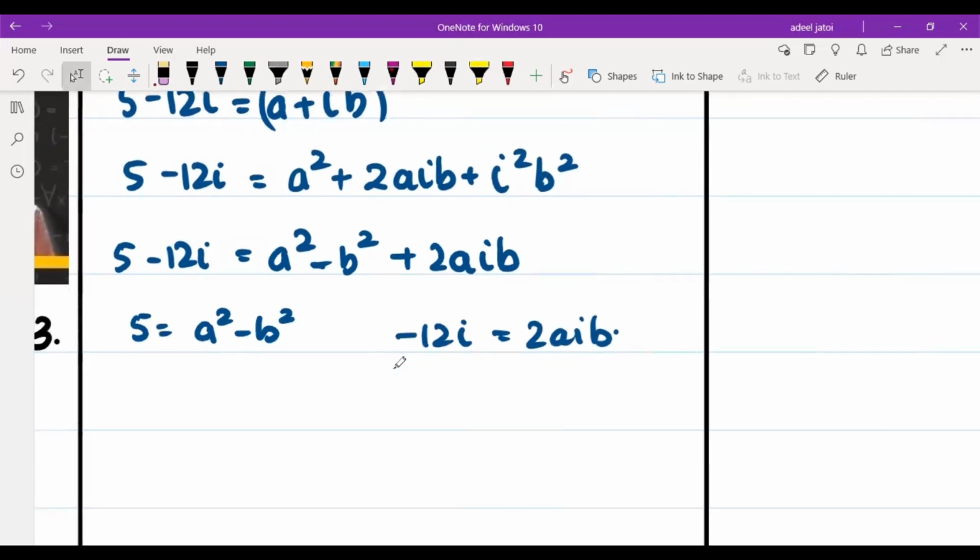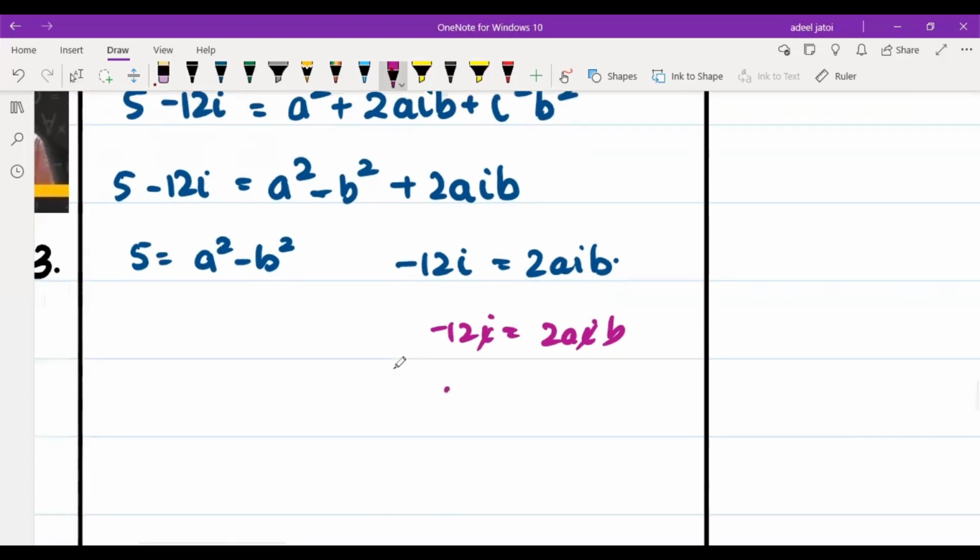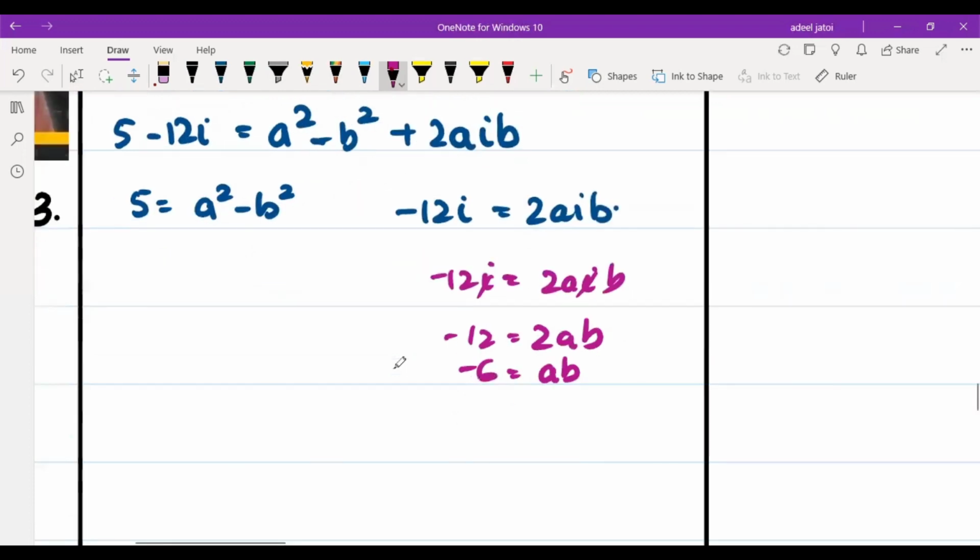Now, whenever we try to solve, we try to solve the imaginary values first. Why do we do that? So that iota and iota are cancelled out. So iota is cancelled out, and considering this, minus 12 is equal to 2ab. So minus 6 is equal to ab. So let's make a the subject. Minus 6 upon b will be the subject of a.